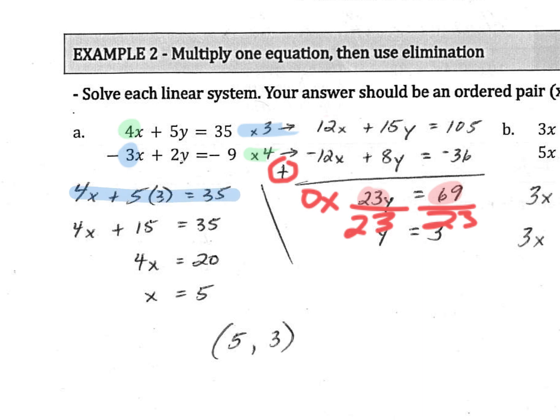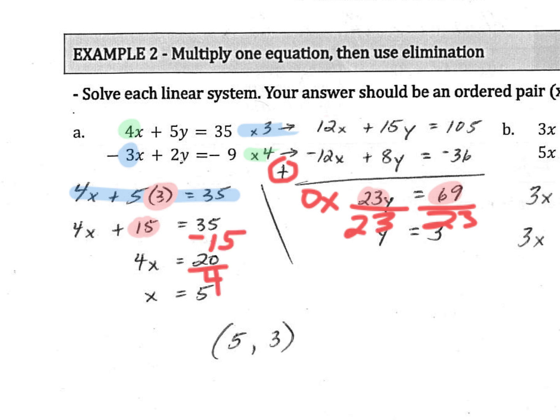Go back to our first equation, 4x plus 5y equals 35. I plugged in our 3 because that's what we got for our y number. 5 times 3 is 15. When we subtract 15 on both sides, we get 20. And then when we divide by 4, we get 5.